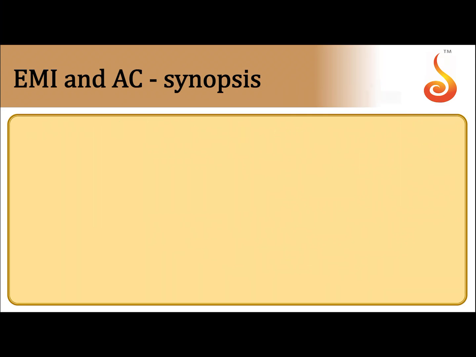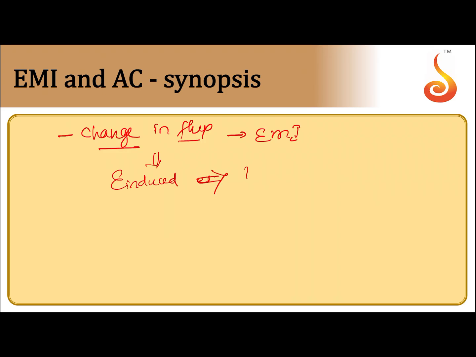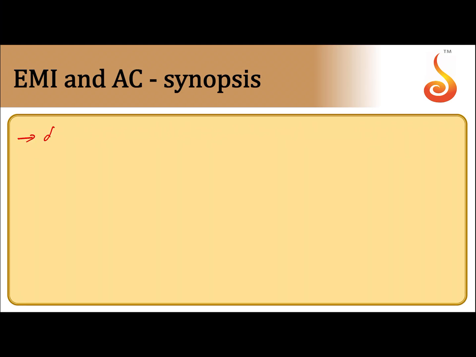So, whenever there is a change in flux, then there is an induced EMF set up linking that circuit. Change in flux gives rise to an induced EMF, and this induced EMF may give rise to an induced current if there is a closed loop. This process is known as electromagnetic induction.